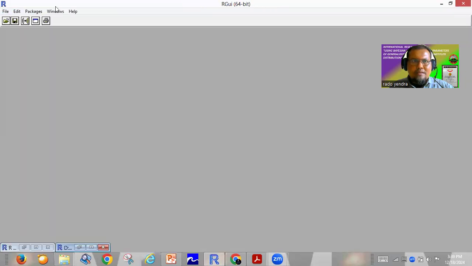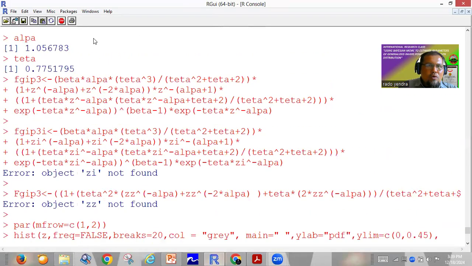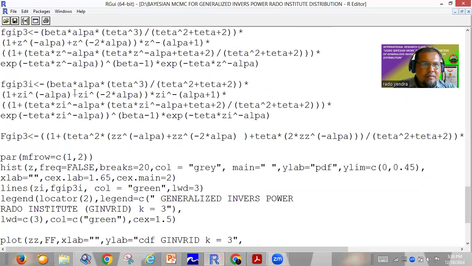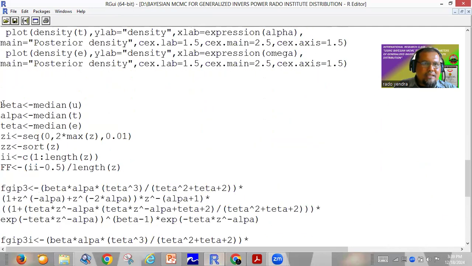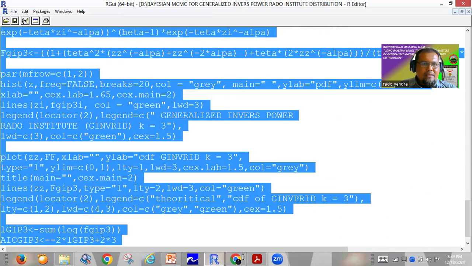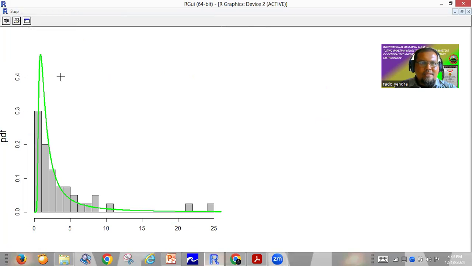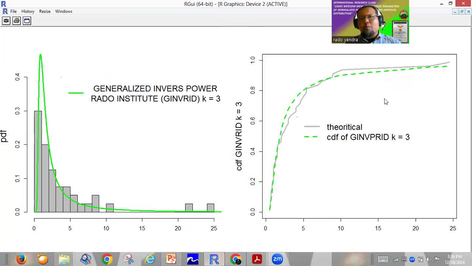Okay, what's the problem? Okay, Z. We try to run from the beginning. Oh yes, Z. Okay, we run from here. Okay, we check again. Okay, this is good. So we have the two plots here.